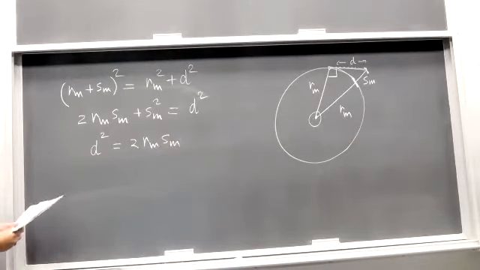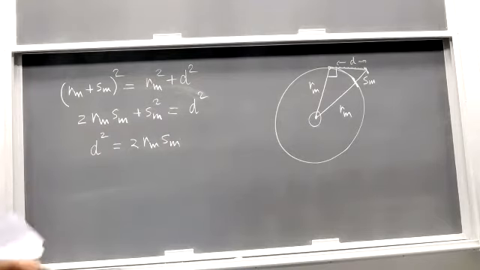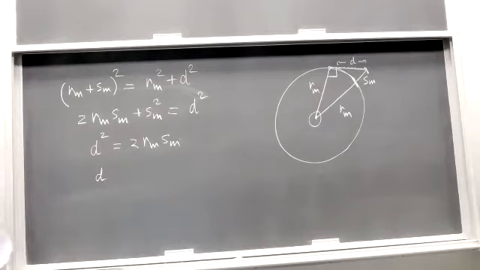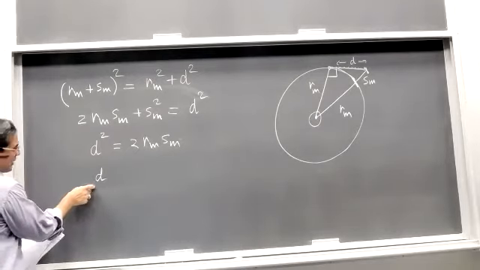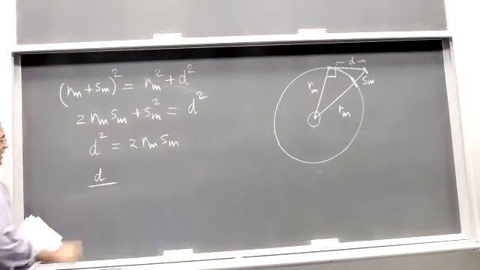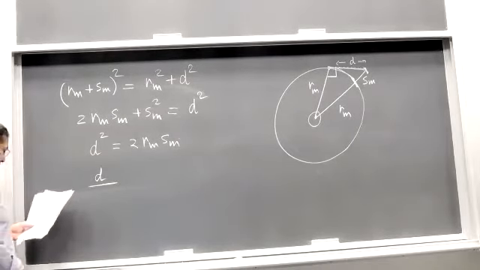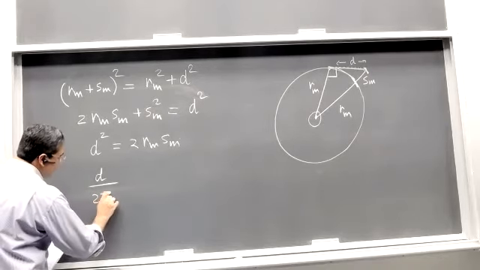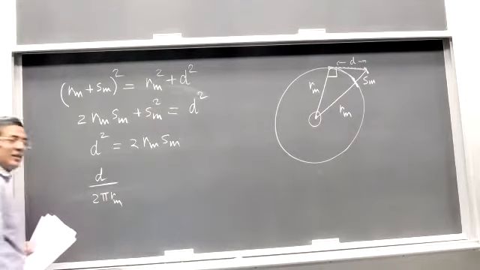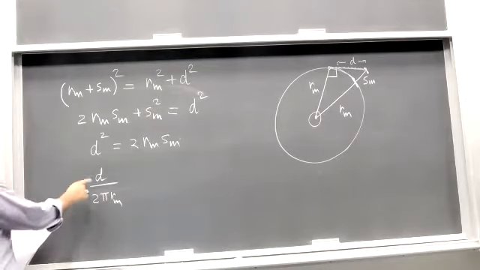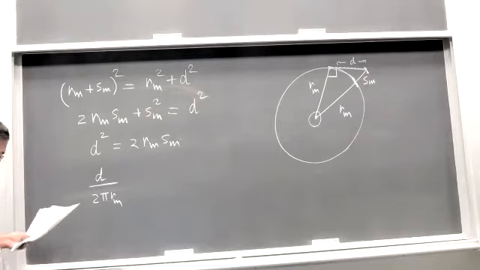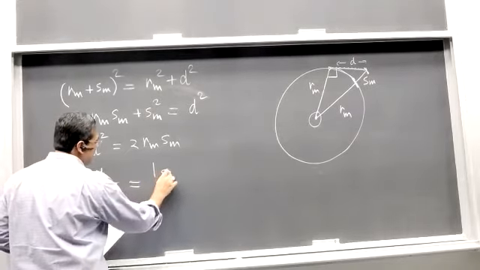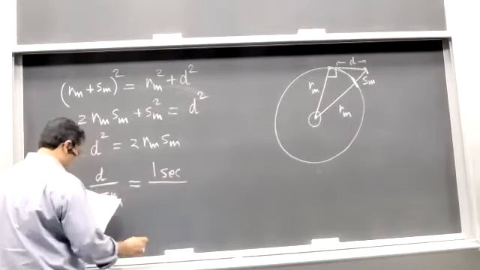Now we know this ratio: the distance the moon falls in 1 second to the distance the moon would cover in 1 lunar month. In 1 lunar month, that would be 2 pi RM. This is the distance it would cover in 1 second, and this is the distance it would cover in 1 lunar month. This ratio would be the same as 1 second over 1 lunar month.